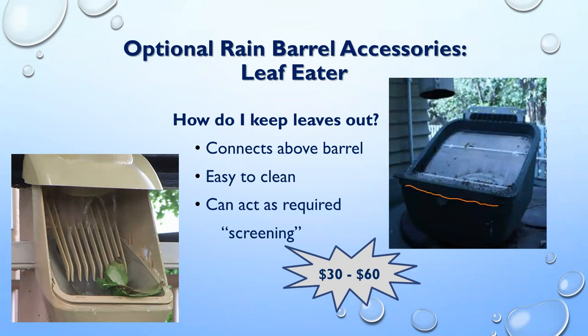You can tap it against the side of your barrel, all the leaf and debris will come off of it, and then you just put it back on. You can even use the water in your rain barrel to rinse it out a little. It can act as the required screening if your barrel does not have a screen built in. A lot of barrels will already have a screen built in, but not all of them. So this can take the place of that required screening to keep mosquitoes out.